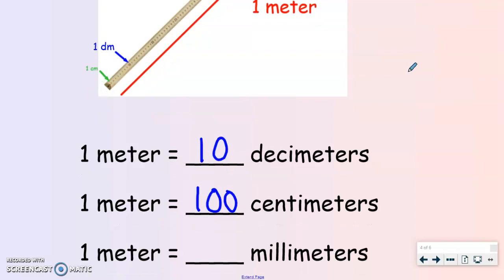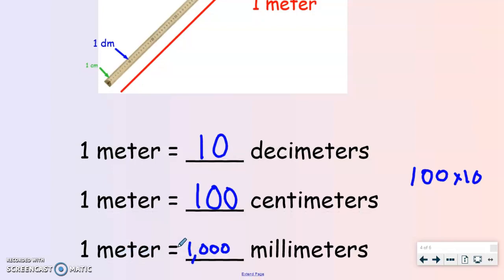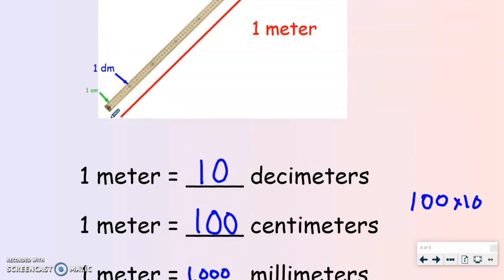And then here's something a little challenging. What do you think would be the number of millimeters in the meter? Think about it. If we have 100 centimeters, and there are 10 millimeters in each of those centimeters, multiply by 10. Remember the rule for 10: you just add a 0 on the end of whatever number you're multiplying. So if you guessed 1,000 millimeters, you would be correct. There are 1,000 millimeters in a meter. That's a lot. That's why they're so tiny.